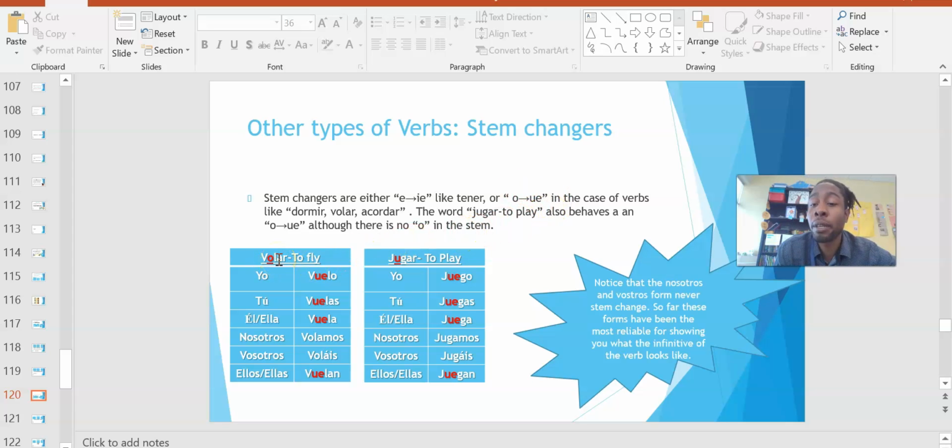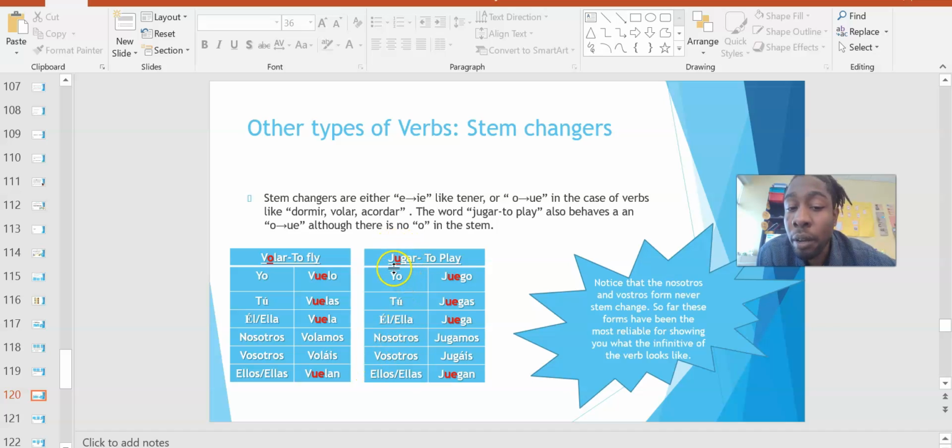It's not one that I use in my Spanish 1 class, but one that's very useful. And you can see that there's an O here in the stem. This O is going to become UE as we conjugate it, but we're going to be able to see a lot more about the infinitive here in the nosotros y vosotros form. So yo vuelo, not yo volo. Tú vuelas, él y ella vuela, nosotros volamos, vosotros voláis, y ellos y ellas vuelan.